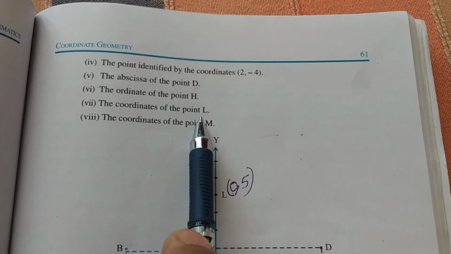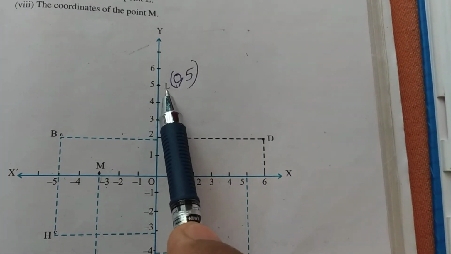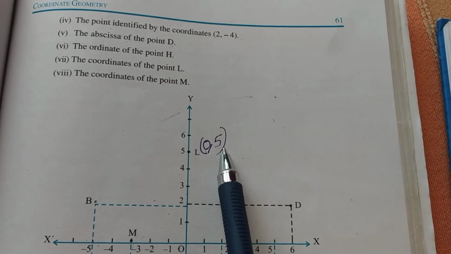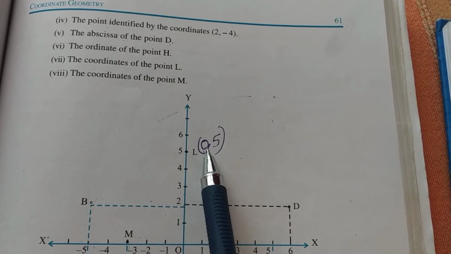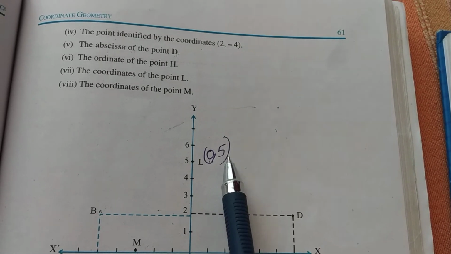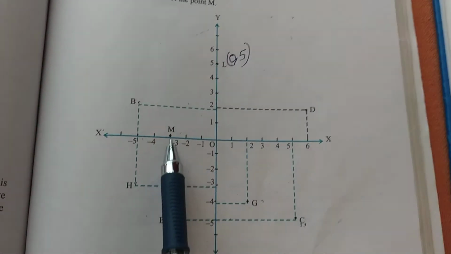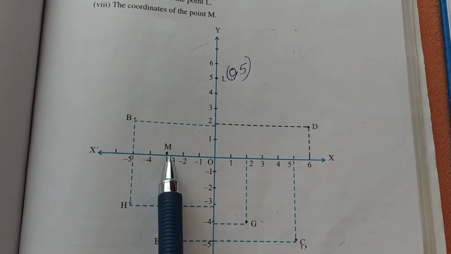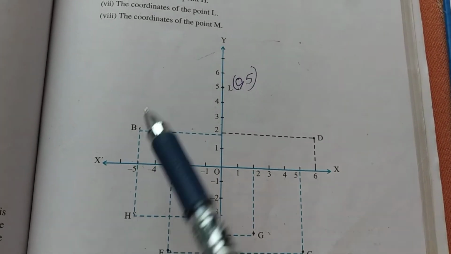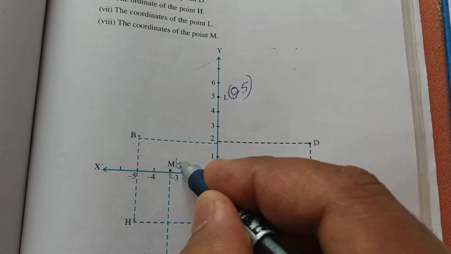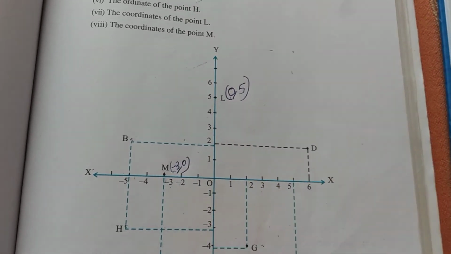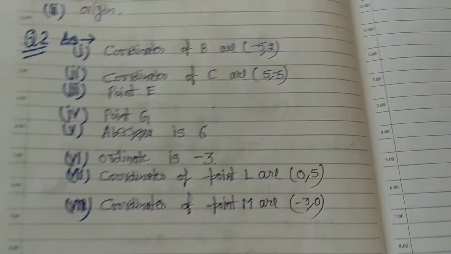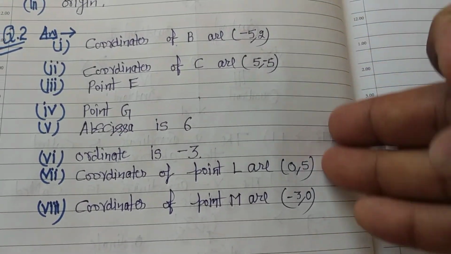The coordinates of the point L. Point L is on the y-axis. When the point is on the y-axis, the value of x will be 0. So the coordinates of L will be 0, 5. The coordinates of point M. Point M is on the x-axis. When the point is on the x-axis, the value of y will be 0. So the coordinates of M will be -3, 0. We have to write the answers in one line.